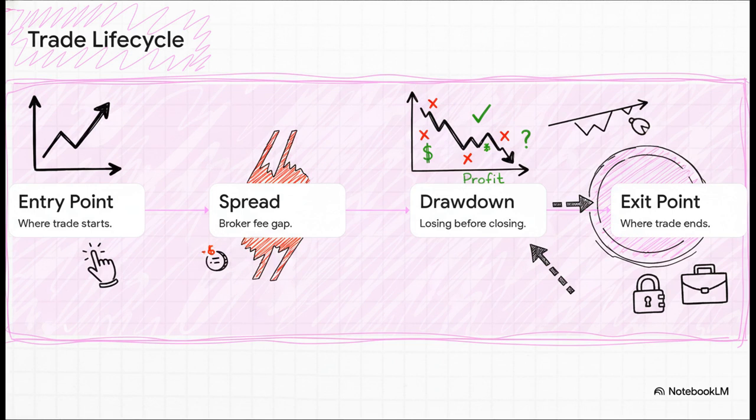You start at the entry point, the exact price you open the trade. Immediately, you're going to deal with the spread or slippage, meaning you usually start slightly negative because of the broker's gap. Then comes the nerve-wracking middle phase, drawdown, where you watch your trade temporarily lose money, or hopefully profit, where it moves in your favor. Finally, you reach the exit point, closing the trade for a win or a loss.